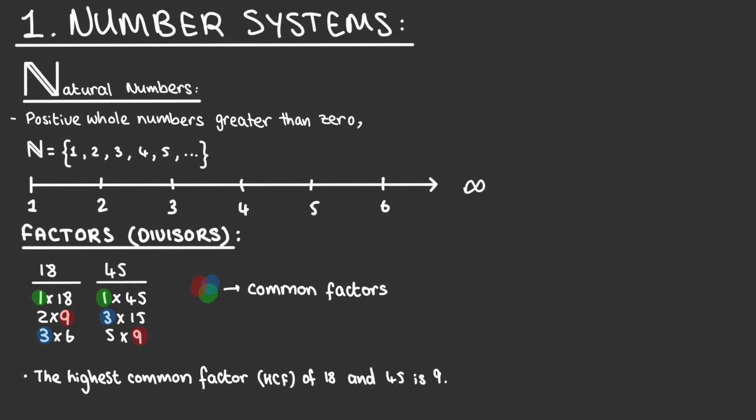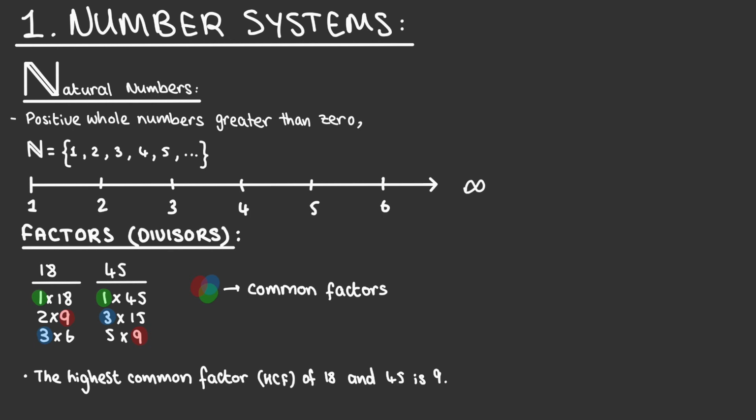A factor is a number that divides another number with no remainder. So you can see if you divided 18 by 1, you would get 18. If you divided 18 by 2, you would get 9. And if you divided 18 by 3, you would get 6.